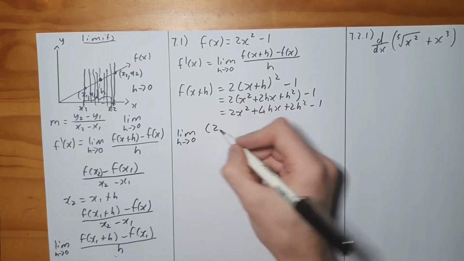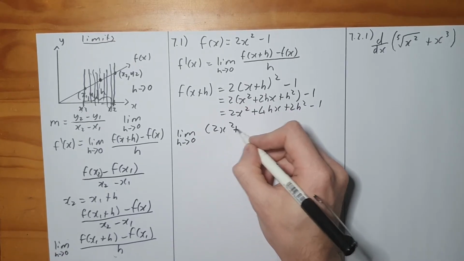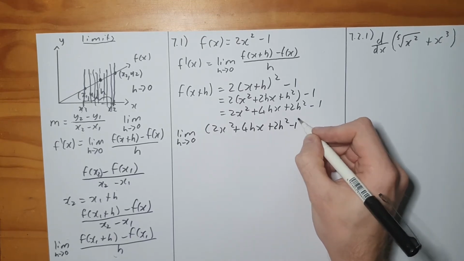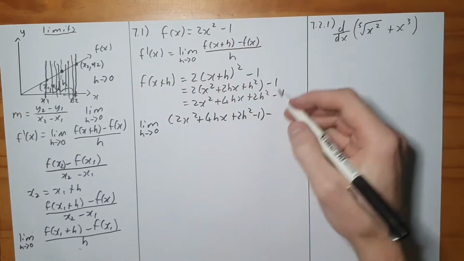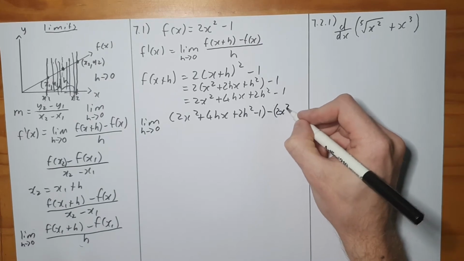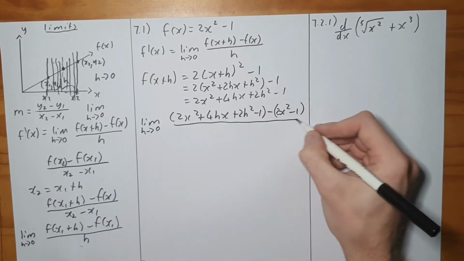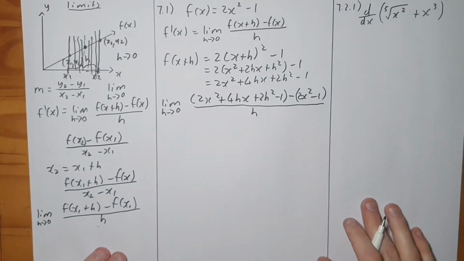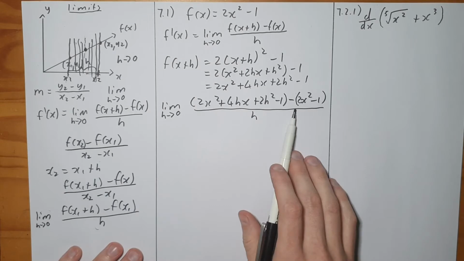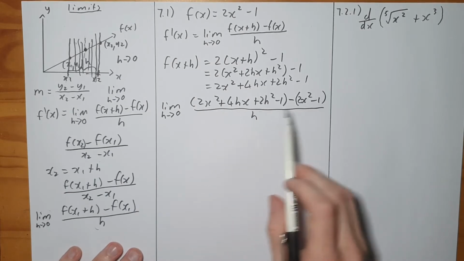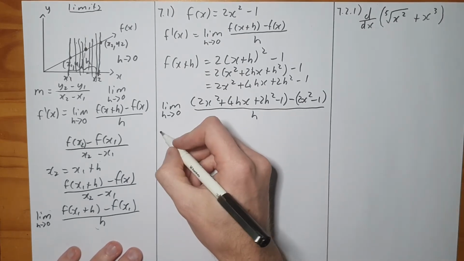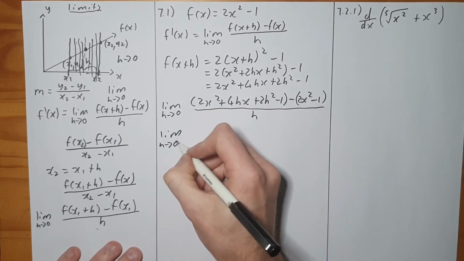So put everything in brackets. That's 2x squared plus 4hx plus 2h squared minus 1, minus my original function. Put it in a bracket so that you don't forget to distribute the negative: 2x squared minus 1, and that is all over h. Now distribute your negative in, and the key with first principle is every term that doesn't have an h in needs to cancel out. That's when you know you're on the right track. So the limit as h tends to 0.